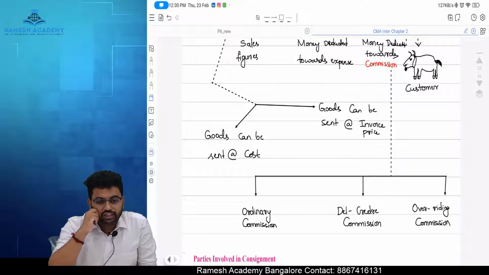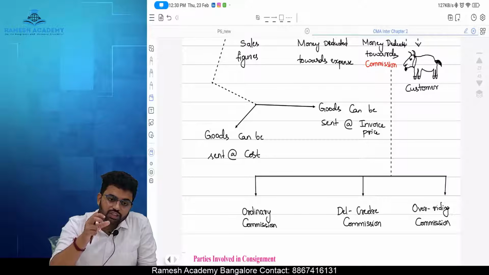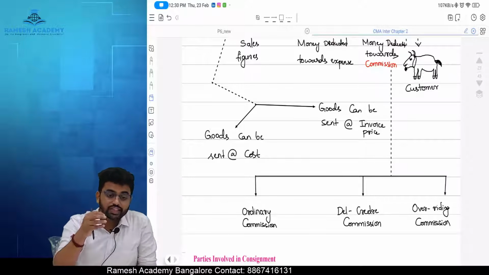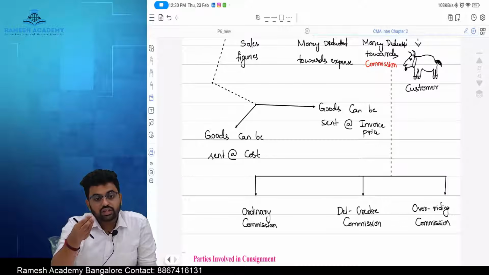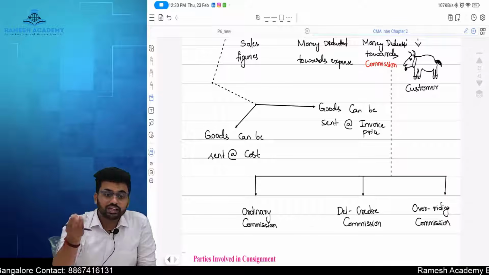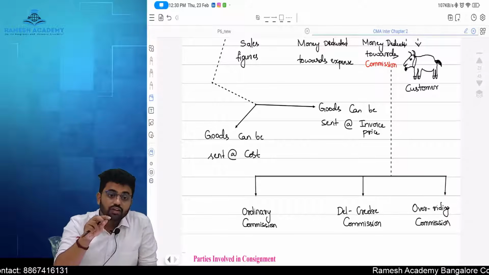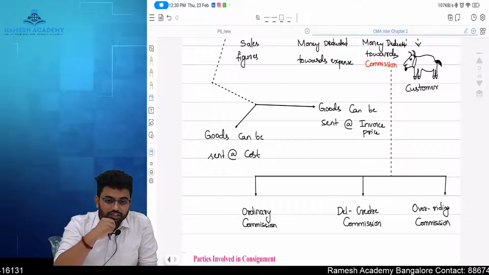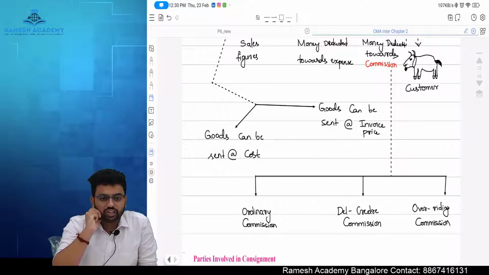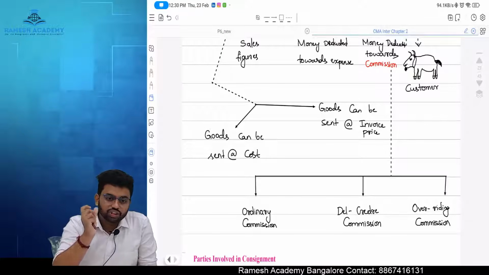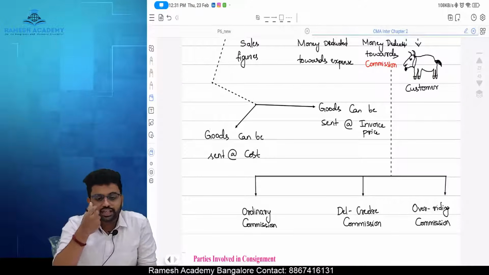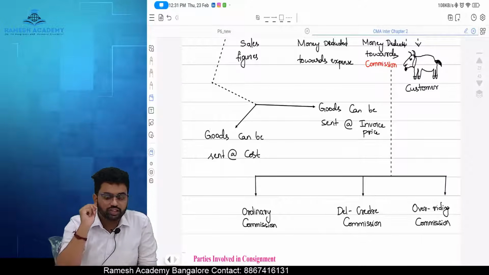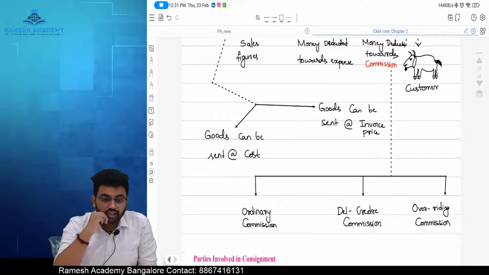What do you mean by ordinary commission, sir? Ordinary commission is a commission which is given on the gross sales, irrespective of any conditions. Without any conditions, a certain commission will be given to our consignee by our consignor, which is called an ordinary commission. It will usually be given on the gross sales. If the question says particularly on the cash collected by our consignee, then you can compute on that money, otherwise it will be on the gross sales.